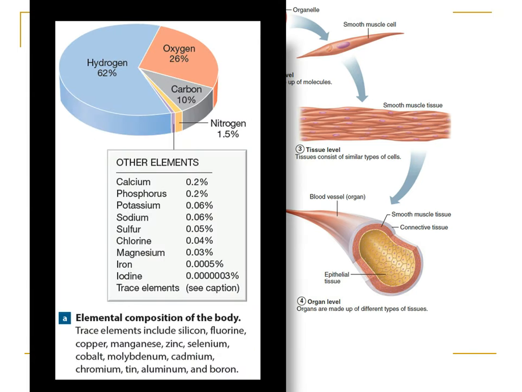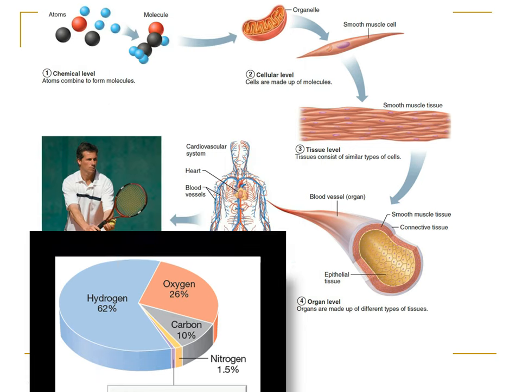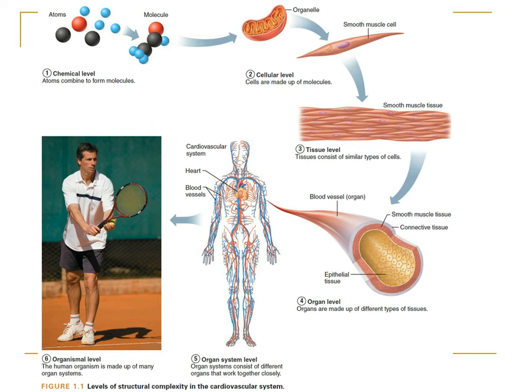So these are the different elements present in the human body. The highest is hydrogen, then oxygen, carbon, nitrogen, and other trace elements are also present, like calcium, phosphorus, potassium, sodium, sulfur, chlorine, magnesium, iron, iodine, silicon, fluorine, copper, manganese, zinc, selenium, cobalt, molybdenum, cadmium, chromium, tin, aluminium, and boron. So these are the elemental compositions of the human body, and these elements combine to form molecules.